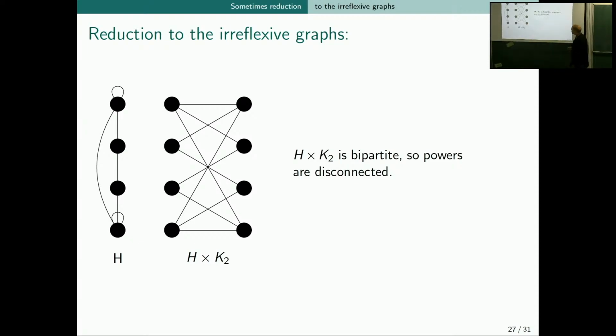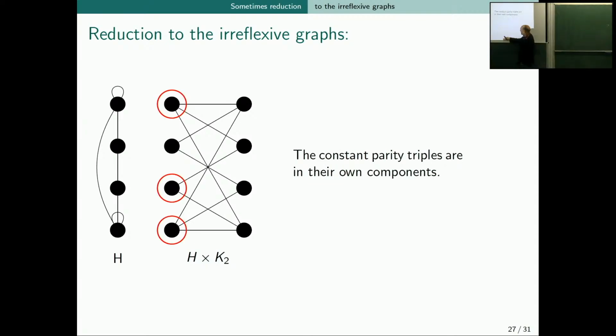Right? And so how would I show this now? I would say, well, this is bipartite, so the kth power of it is disconnected. So what does that mean? That means if I'm trying to define a polymorphism on it, right? So I have a triple here. I have to decide where it goes. And wherever it goes, that gives constraints to where other triples can map, right?